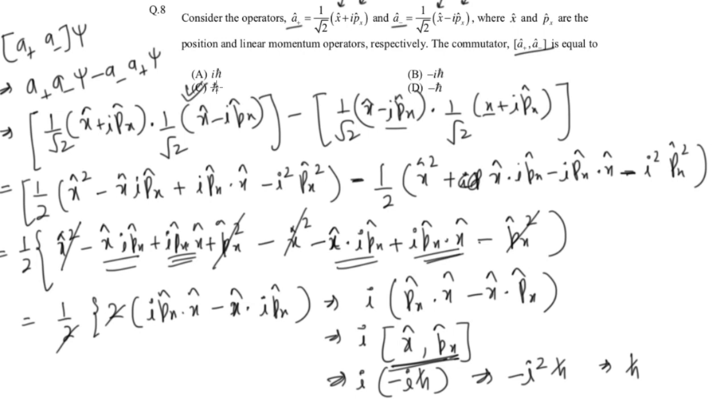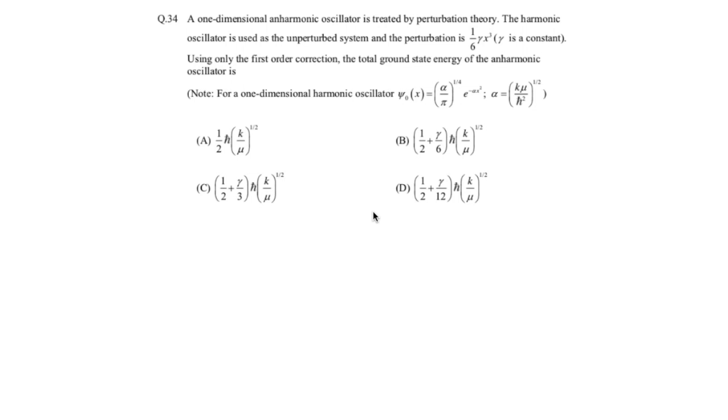So let's move on to the next question and see how to approach that. We'll talk about this particular question. It's quite a challenging question, and it's very nice also. This is question number 34, and it was asked for 2 marks. A one-dimensional anharmonic oscillator is treated by perturbation theory. The harmonic oscillator is used as an unperturbed system, and the perturbation is 1 by 6 gamma x cube.